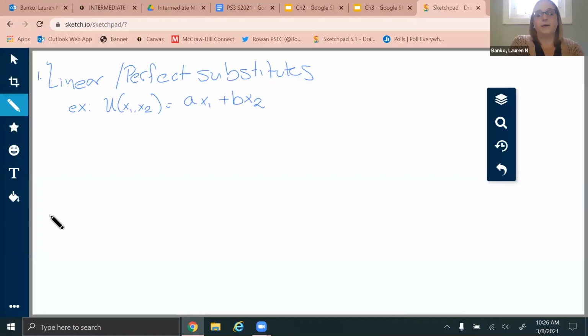As we go through this chapter, it's going to be really, really important that you recognize which functional form the equations are in. If you see something that looks like just x1 plus x2 with some constants in front of them, it's always going to be linear. There are no exponents, and they're not being multiplied together. It's just something x1 plus something x2, which is always linear, or perfect substitutes.